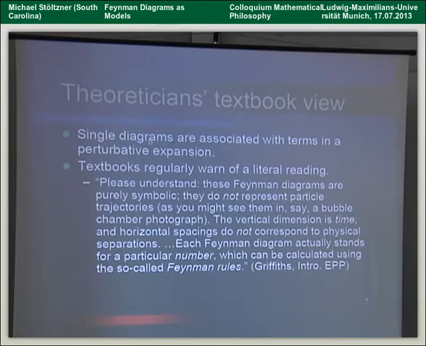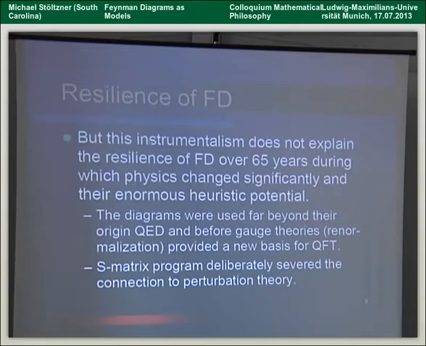So there's a lot of denial of some representative features in it, and we will go through the history in a minute when we see that these representative features played an important role in the story of Feynman diagrams. Because this instrumentalism aside does not explain why they've proven so resilient over 65 years, during which physics changed significantly, and why they had an enormous heuristic potential.